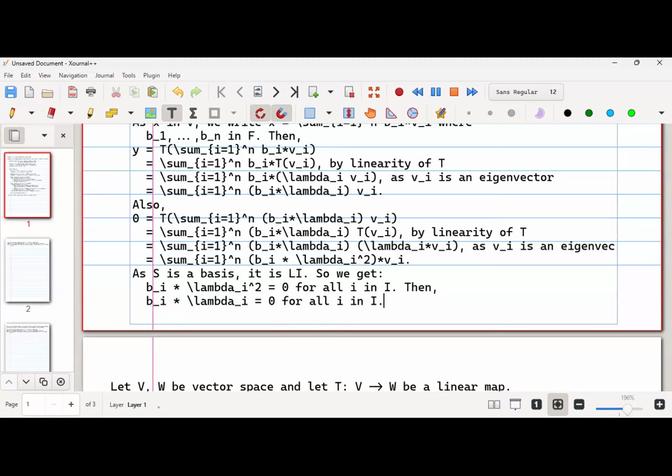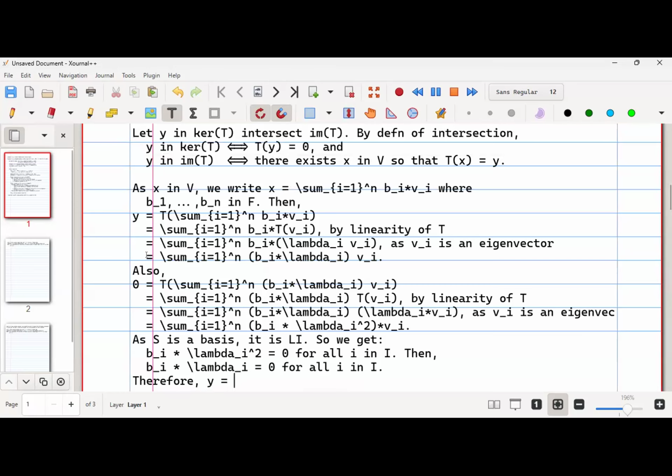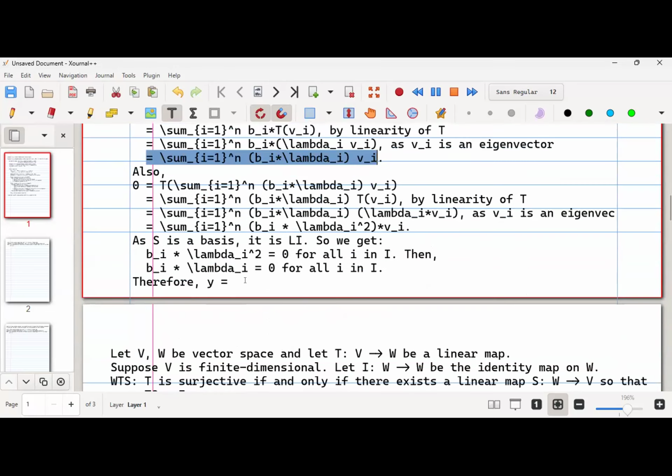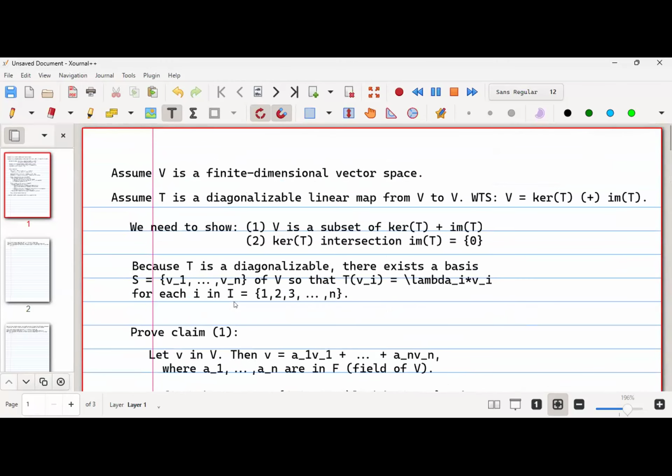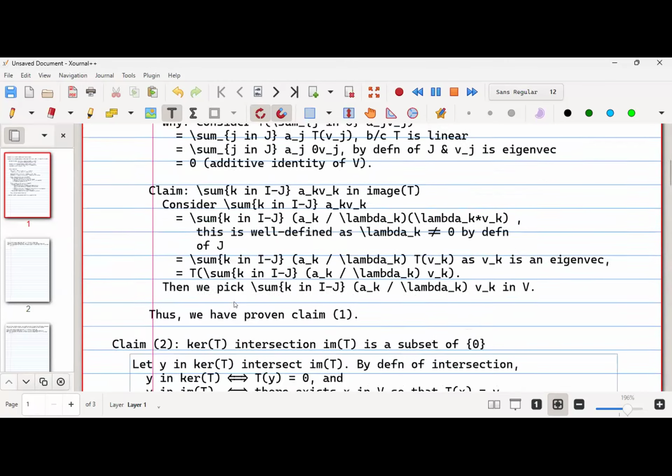And also don't forget your connectives. And yeah, so therefore, y is just equal to this 0, and then this is just equal to the 0 vector as wanted. Okay, so that was the question.